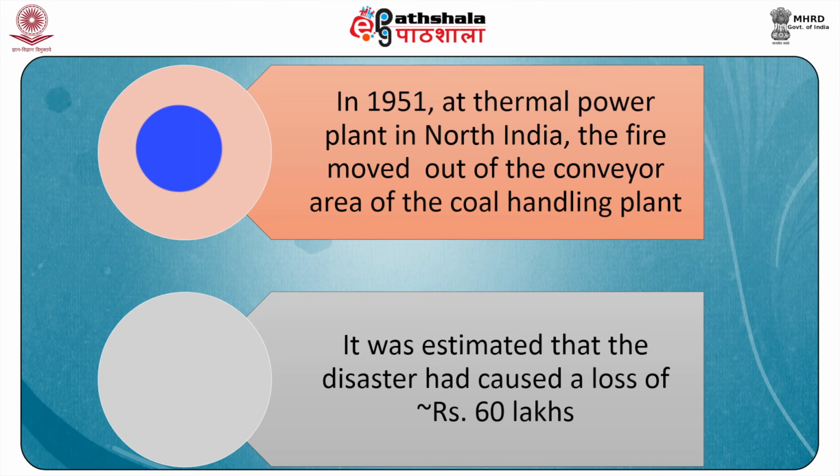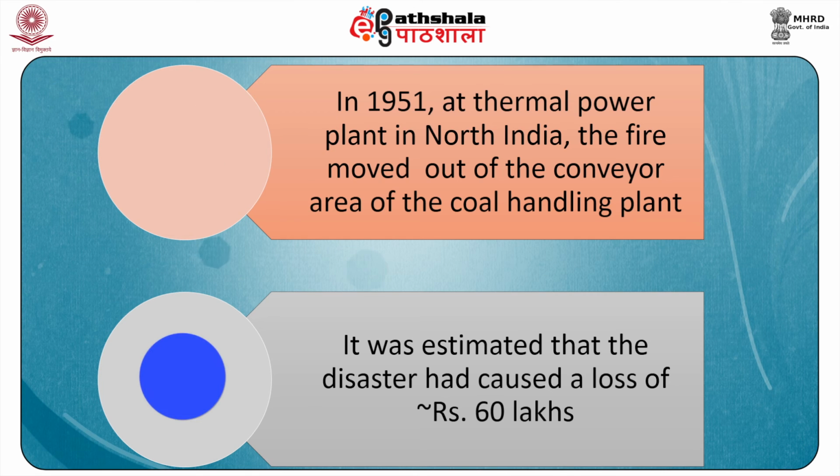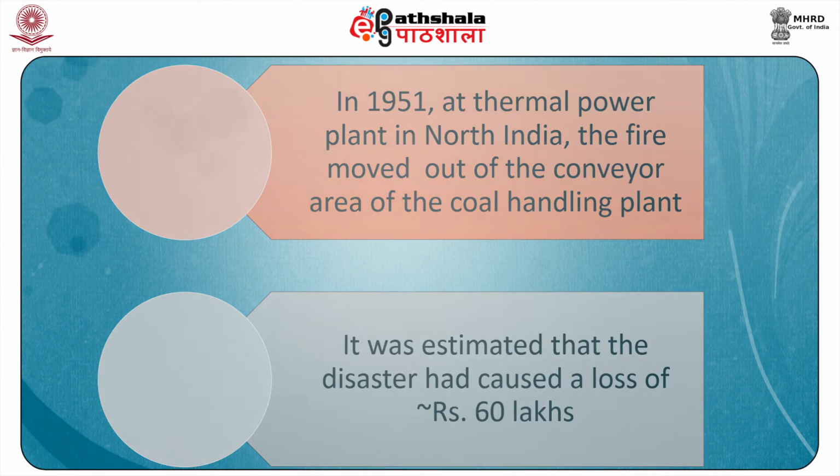Second, in 1951, at a thermal power plant in North India, the fire moved out of the conveyor area of the coal handling plant. It was estimated that the disaster had caused a loss of rupees 60 lakhs.